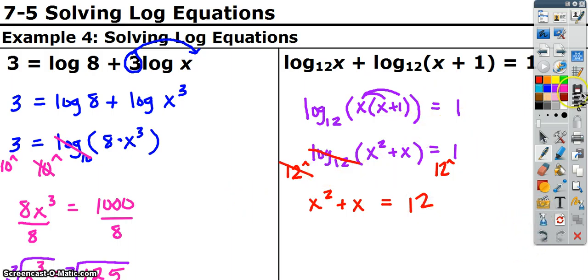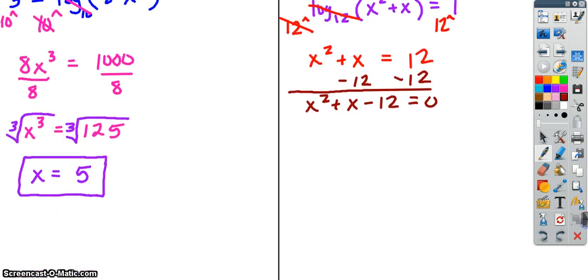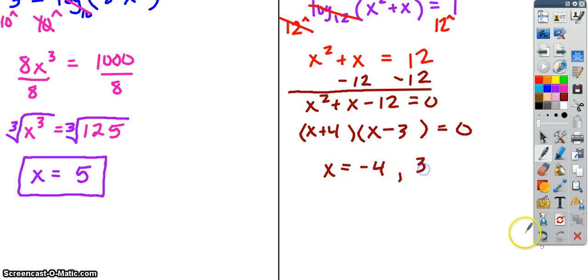Okay, so hopefully you recognize this. This is a quadratic equation left over, so it needs to be equal to 0. I'm going to move the 12 over: x squared plus x minus 12 equals 0. Usually we can factor these at this point, and this one's no different. x plus 4, x minus 3. That gives me two possible solutions of x equals negative 4 and positive 3.